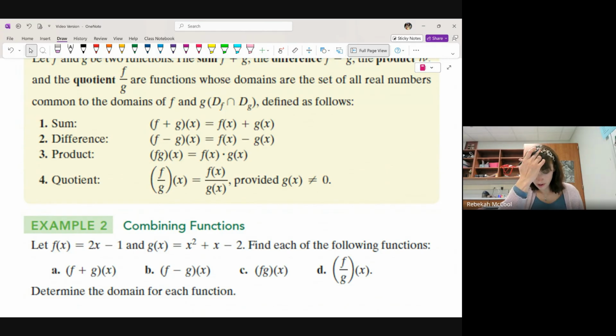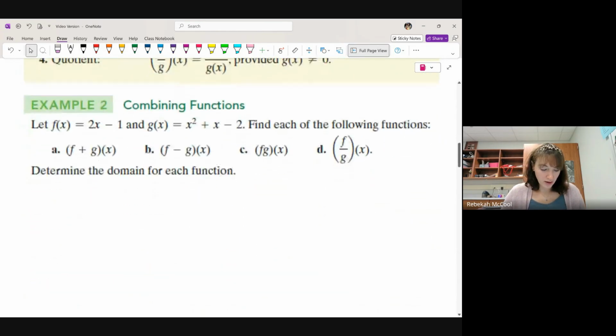If I say f plus g of x, I'm going to be adding my two functions together. F minus g of x, I'm subtracting my functions. Now, order matters with subtraction, so you have to be careful there. F times g means we're multiplying, and f divided by g means we're going to divide the functions. But we do have to make sure we're not having any domain issues because we're dividing by a function.